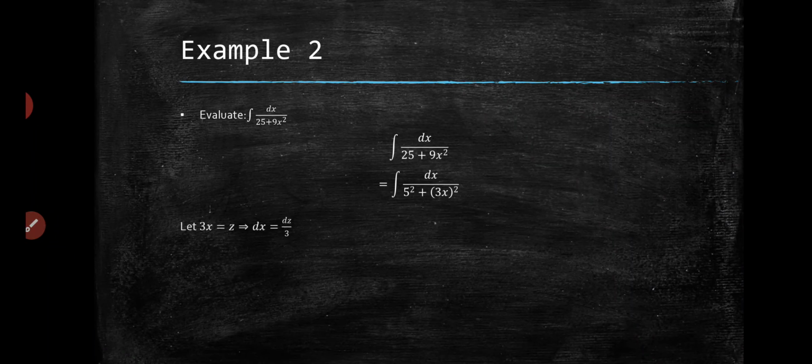So 3x is z, dx is equal to dz by 3, and this becomes 1 by 3 dz by 5 square plus z square. Now this is in the form dx by x square plus a square, so this will be 1 by a tan inverse x by a, so 1 by 3 is already outside into 1 by 5 tan inverse z by 5. So z is something which we have taken, so we will turn it back to our original variable, that is x. So your final answer is 1 by 15 tan inverse 3x by 5 plus c. Fine.